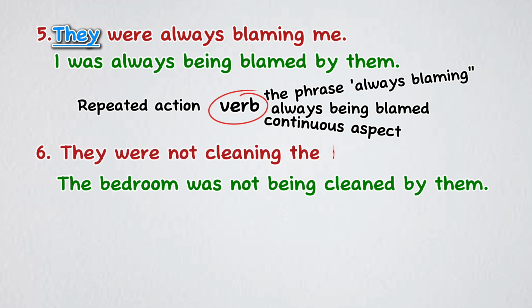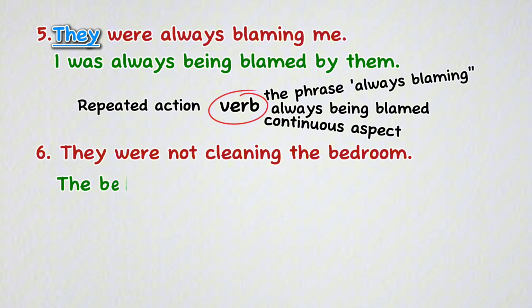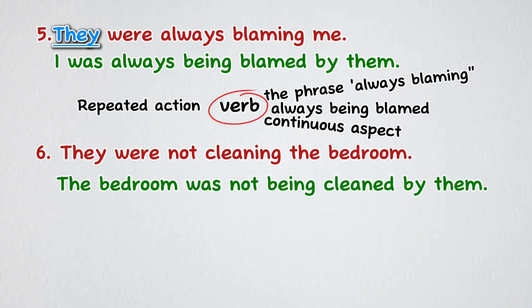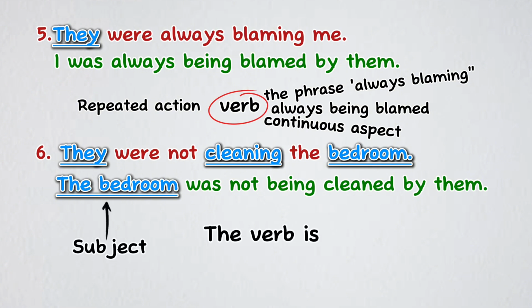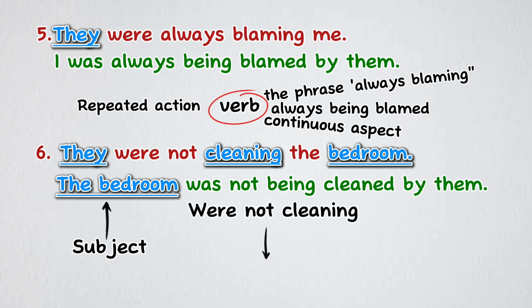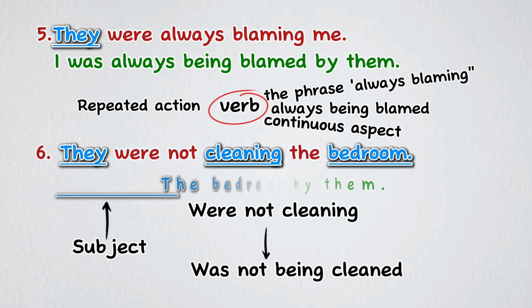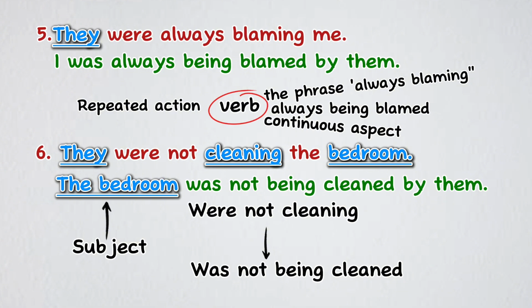They were not cleaning the bedroom. The passive is the bedroom was not being cleaned by them. They is the subject performing the action of cleaning, and the bedroom is the object being cleaned. In the passive voice, the bedroom becomes the subject of the sentence, and the verb is adjusted to highlight the action being performed on the bedroom. The phrase were not cleaning is transformed to was not being cleaned to maintain the past continuous tense and the negative form. Hence, they were not cleaning the bedroom becomes the bedroom was not being cleaned by them.